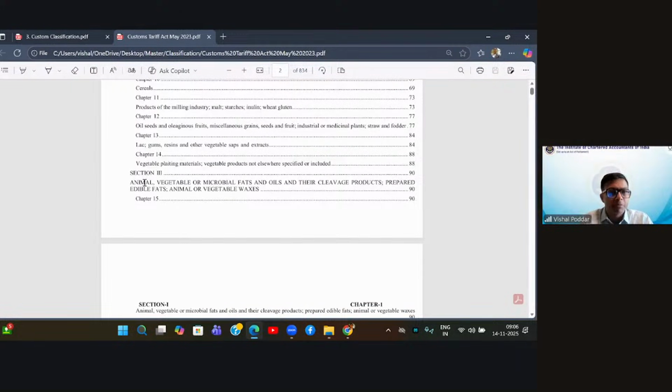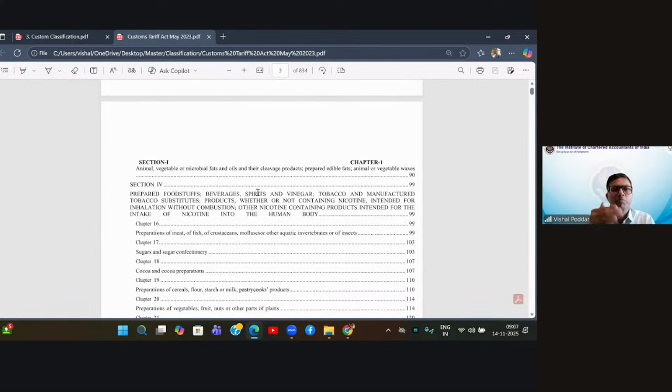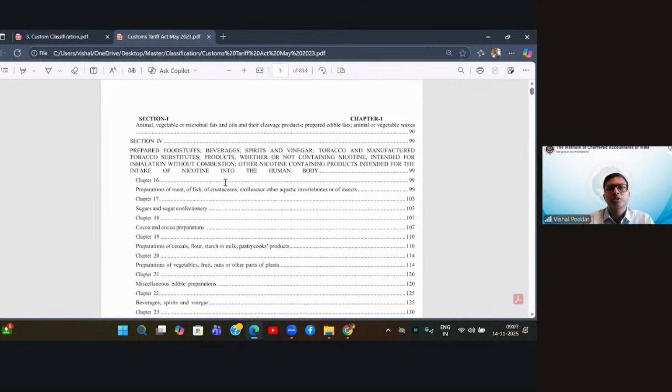Section 3 is what? Animal, vegetable. So what is already covered is repeated, but now with some processing. So, microbial fats and oils and their cleavage products, pre-prepared edible fats, animal and vegetable waxes. So now it is slightly processed. So the first two sections cover the most raw items, both in the category of animal and vegetable. Both are food items only, but one is animal, one is vegetable. Now section 3 has the same things but with some processing. As we saw above. Then you have section 4.